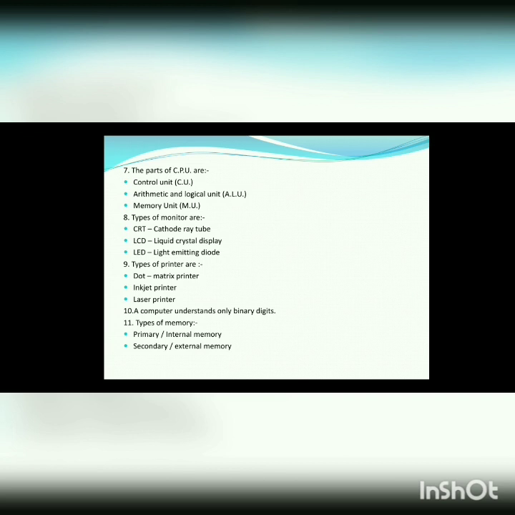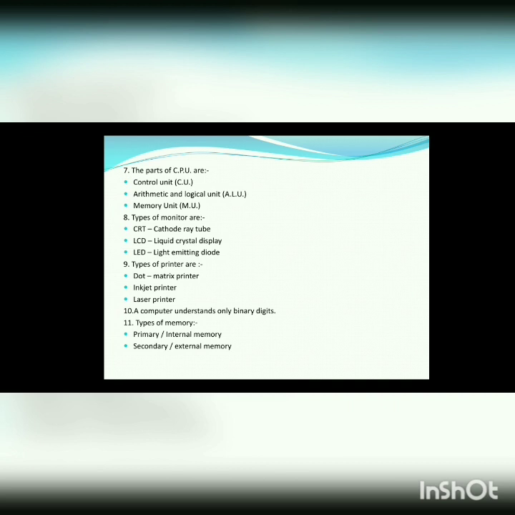Types of printer: dot matrix printer, inkjet printer and the laser printer. Dot matrix printer produces very poor quality of output, that's why it is not in use now. Inkjet printer we normally use at home or we have seen in the shop, offices. And next one is the laser printer. It uses laser beam to produce the output and it produces best quality of output. It is used for the professional purpose.